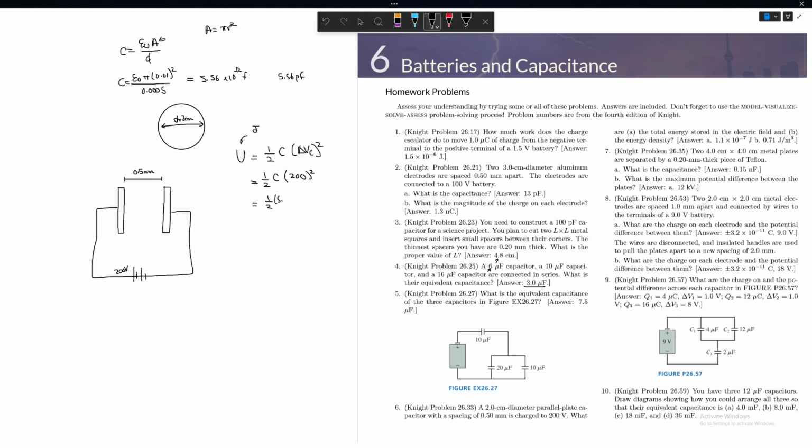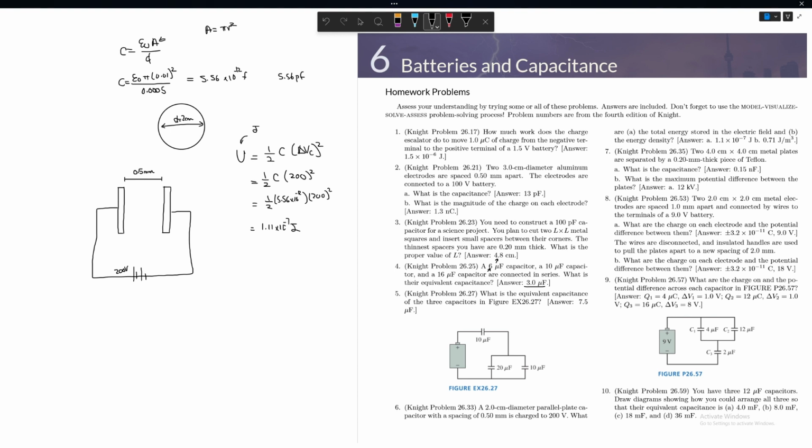And so plugging that in here, I get 1 over 2 times 5.56 times 10 to the negative 12 times 200 squared. Multiplying by 0.5 for the half, and then by 200 squared, what I got is 1.11 times 10 to the negative 7 joules. Now, did I get that right? Too good at what I do.